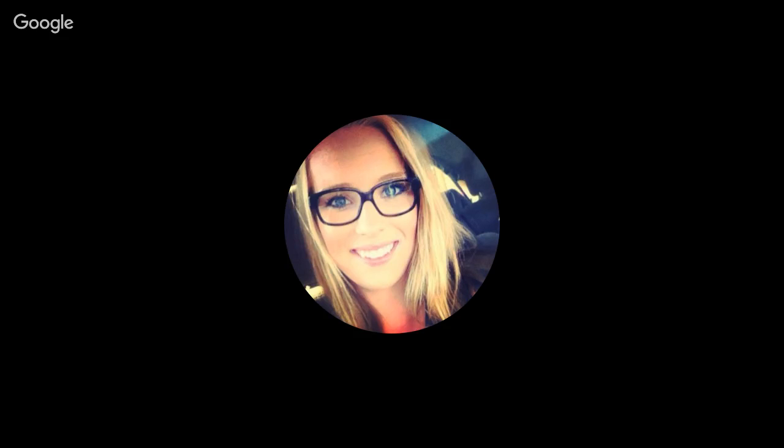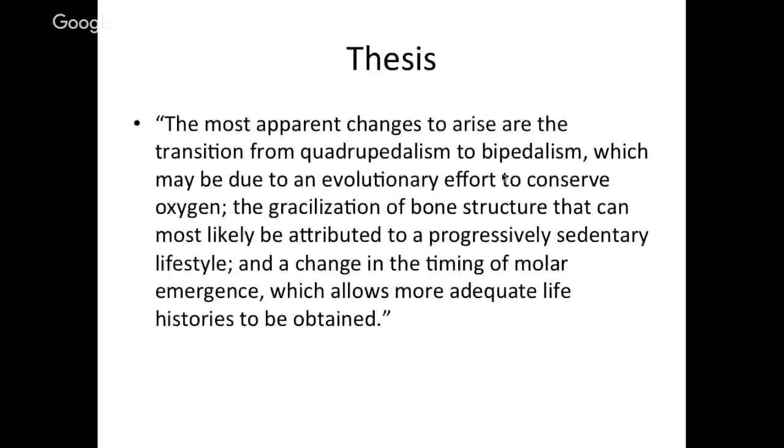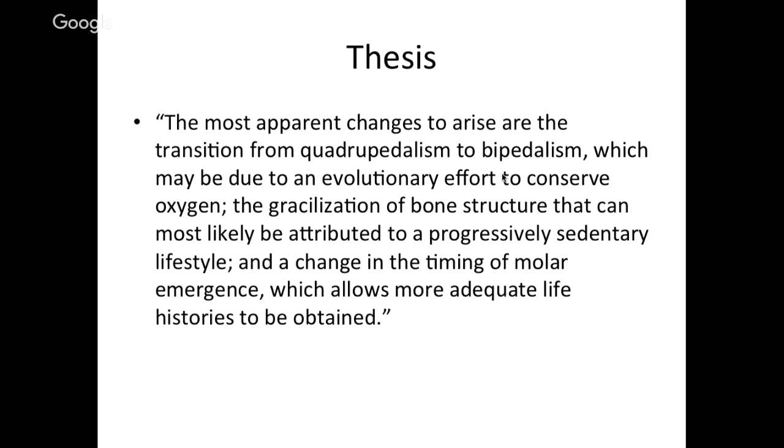The most apparent evolutionary changes in humans to arise are the transition from quadrupedalism to bipedalism, and this may be due to an evolutionary effort to conserve oxygen. The next change was the gracilization of bone structure, which can most likely be attributed to a progressively sedentary lifestyle. And the last change is a change in the timing of molar emergence, which allows more adequate life histories to be obtained.